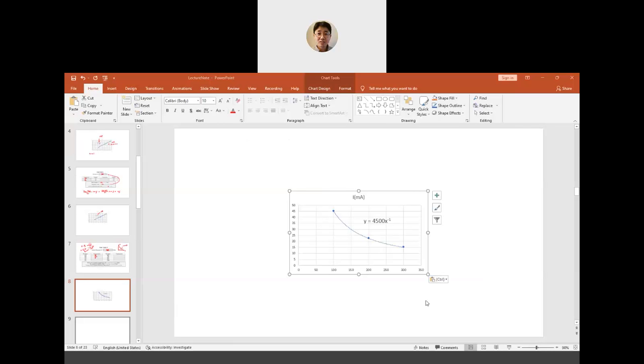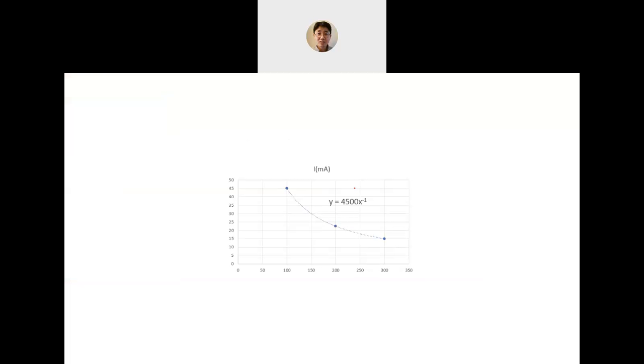Then we can analyze this data now. Here 4.5 is the fit constant. For the trend line option, we should not use linear, just the power law. X to the power of minus 1 is exactly the same as 1 over x. It means y equals 4,500 over x.